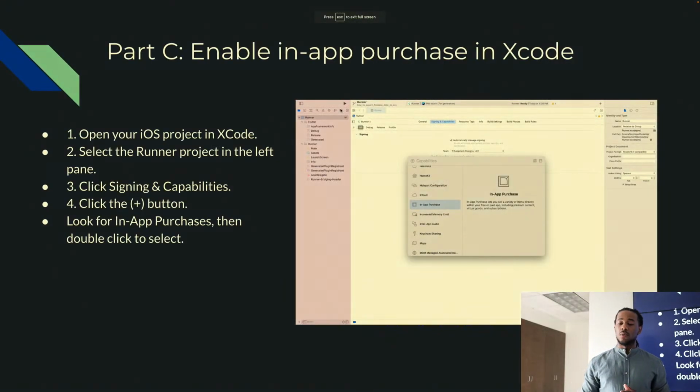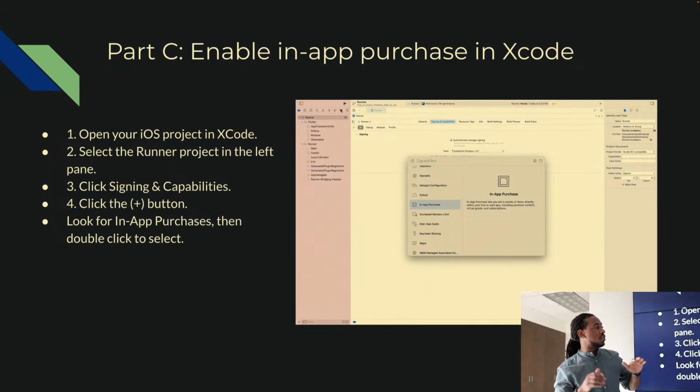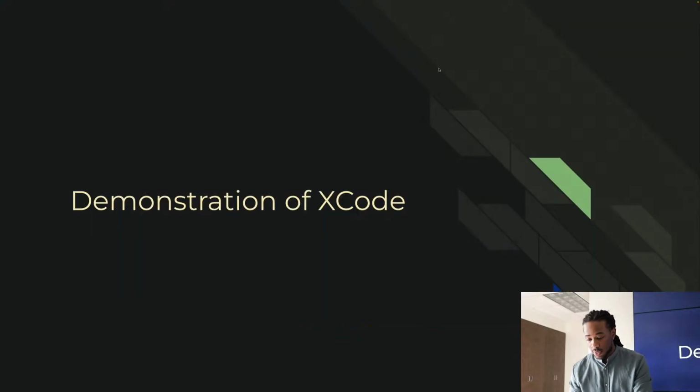All right, so with the in-app purchase specified in the App Store now, what we want to do is enable in-app purchase in Xcode. In order to do that, you would need to open your iOS project in Xcode, select the runner project in the left pane, click signing and capabilities, click the plus button, and then look for in-app purchases, then double-click to select. So I'll give a demonstration of that as well.